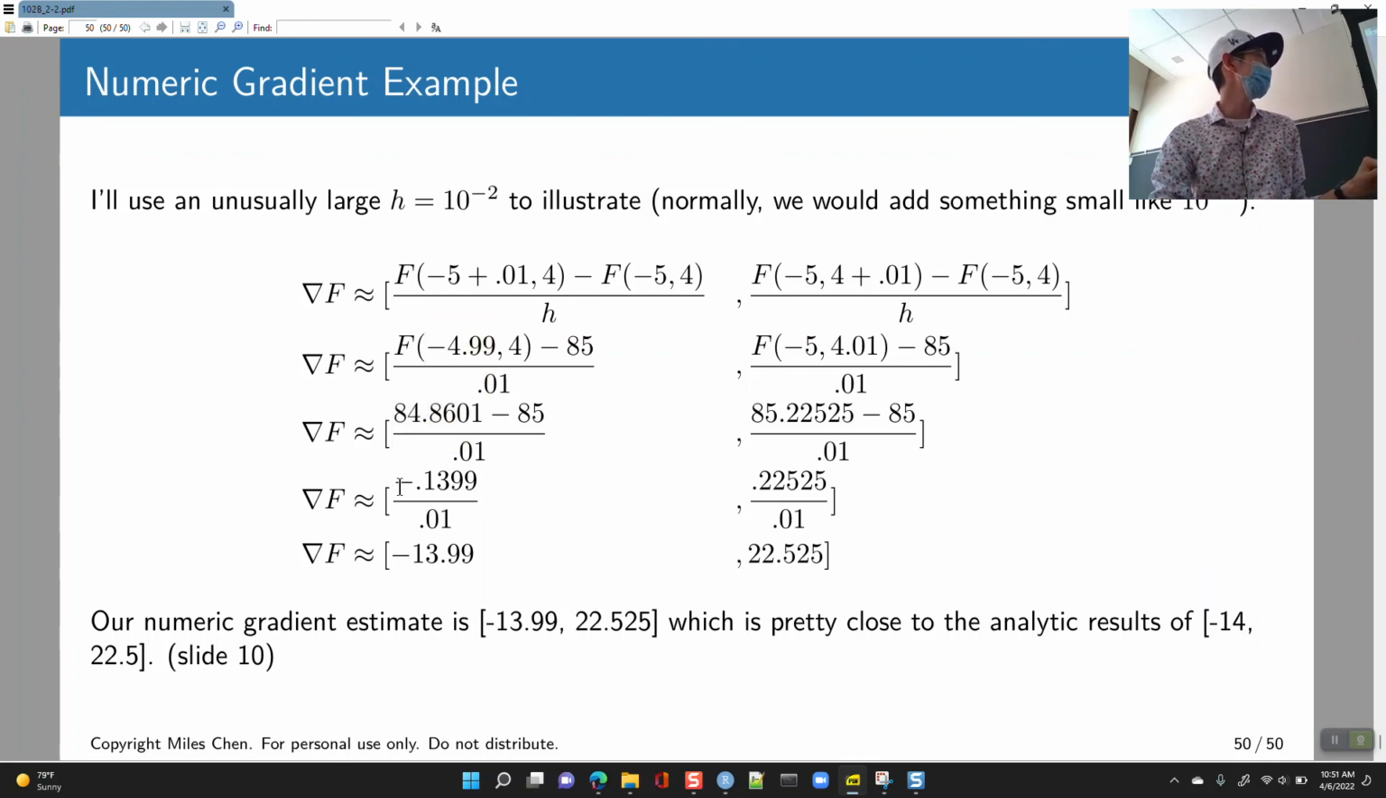Okay, how much is that? That's a change of -0.1399. I divide by 0.01 and I get -13.99. Same thing on the other side. I leave the -5 unchanged over here. I add 0.01 to x2. I get 4.01. I plug in -5, 4.01. How much does it change? It goes from 85 to 85.225. 0.225 divided by 0.01 gives me 22.5. And so my numeric estimate of the gradient, my numeric check, gives me -13.99, 22.5.